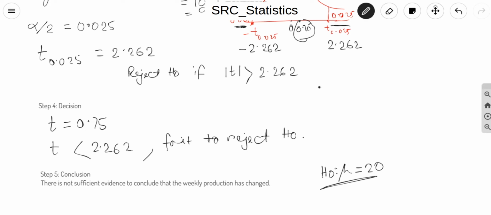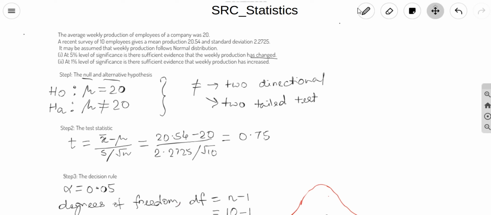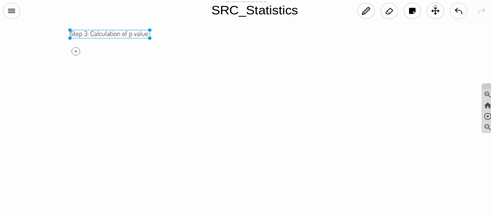Now we shall do this problem with the p-value method. Okay. For the p-value method, step 1 and step 2 are the same. We state the null and alternative hypotheses, then we calculate the value of the test statistic. Step 3 will be calculation of the p-value.